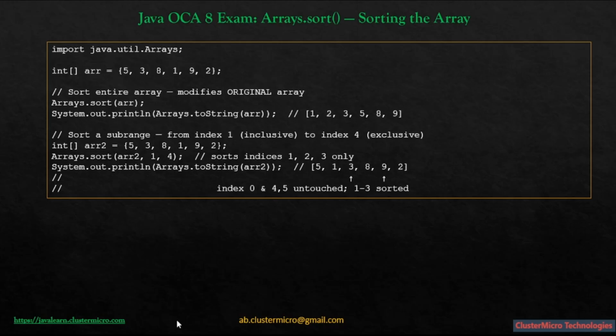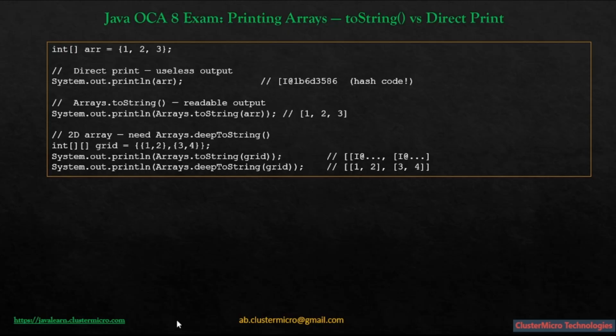Printing arrays: toString versus direct print. If you print an array directly using System.out.println, the output is not very useful. Instead of showing the elements, Java will print something like @1b6d35, which represents the array's type descriptor and hash code in memory. To display the actual contents of an array, you should use Arrays.toString. This method converts the array into a readable string format such as [1, 2, 3], making it much easier to see the values stored in the array.